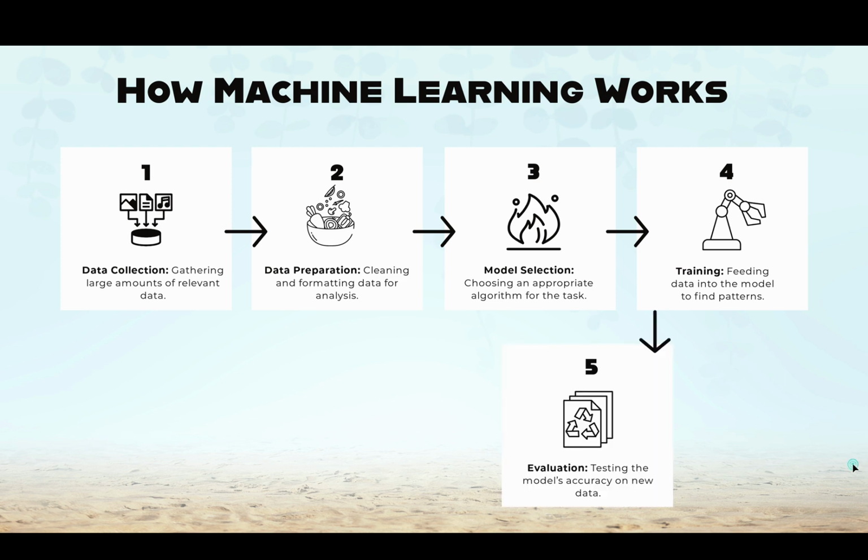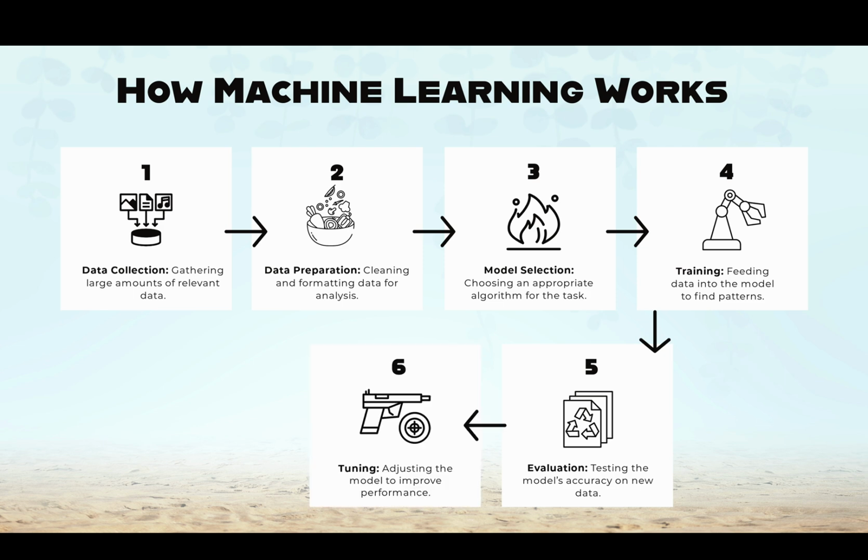5. Evaluation. After training, the model is evaluated by testing its performance on a separate set of unseen data called the validation or test dataset. This helps determine how well the model generalizes to new unseen data and reveals whether it is overfitting, memorizing the training data, or underfitting, failing to capture patterns.